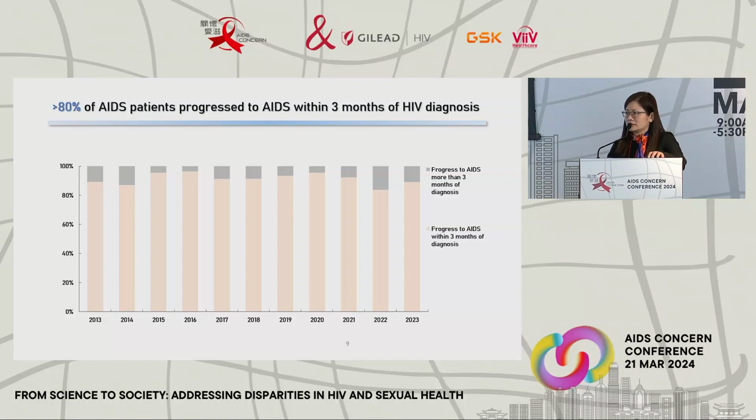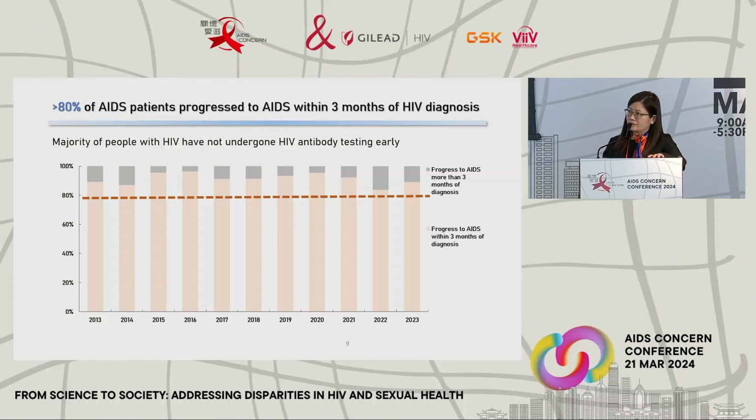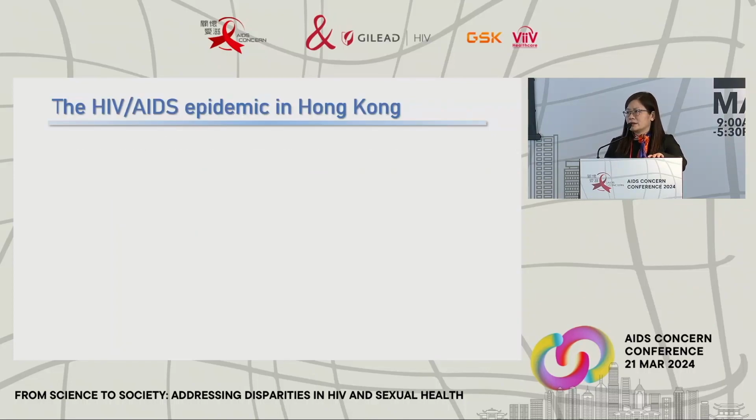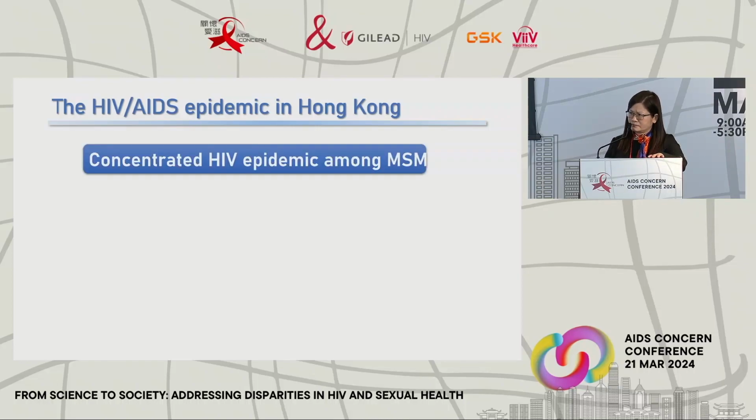Just a reminder that the vast majority of AIDS cases actually presented without a prior HIV diagnosis. That means that when they first had the HIV test, they already presented with an AIDS-defining illness. So there is room for improvement already. For the low-prevalence epidemics, it is still characterized by a concentrated HIV epidemic among MSM.